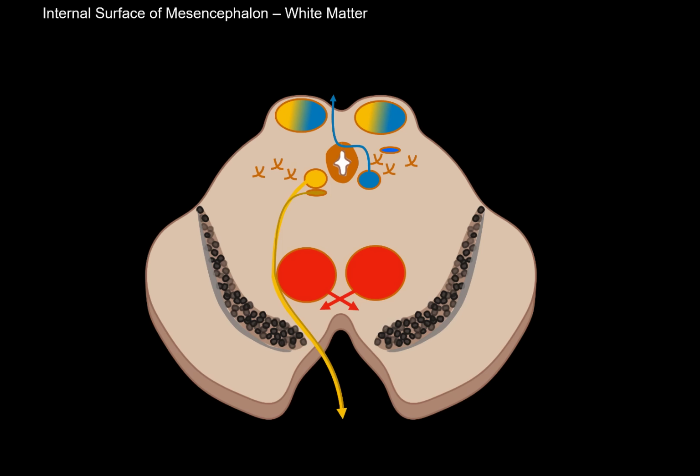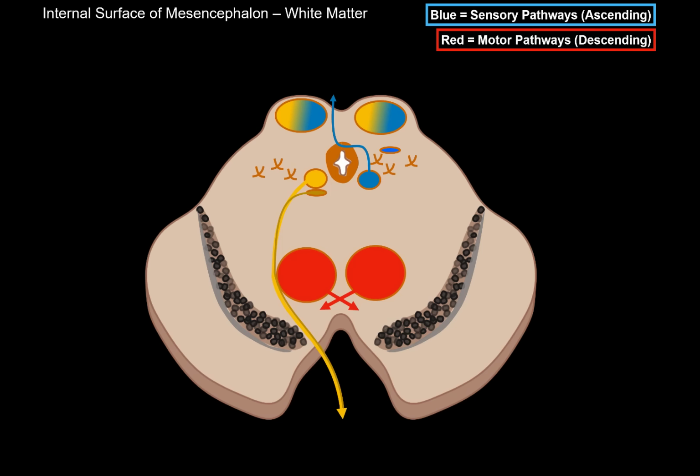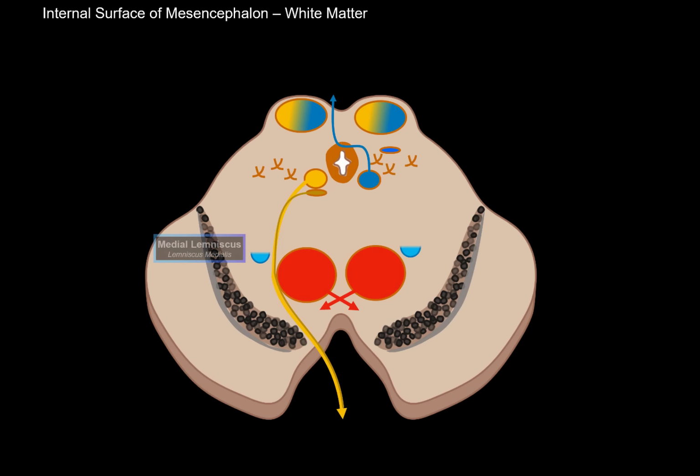White matter in the central nervous system is distributed as either ascending tracts, which are sensory tracts, and descending tracts, which are motor tracts. So we will do the ascending tracts first and then do the descending tracts. The first one is the medial lemniscus. The medial lemniscus is an ascending tract you will find throughout the whole brainstem.